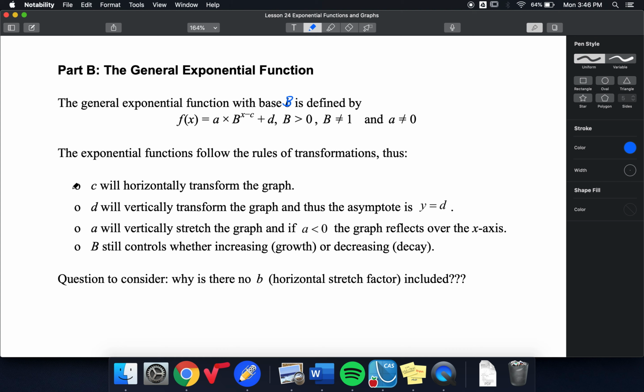And we've got our c is a horizontal shift, so left and right. D is my vertical shift up and down. A is my vertical stretch. My base is still growth or decay, but notice that we didn't put in a b value. Well, let's think about why we didn't put in the b value.